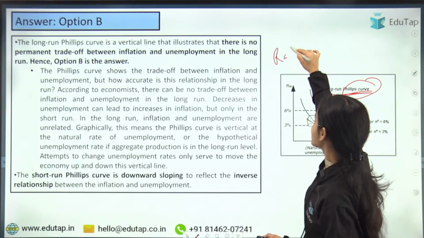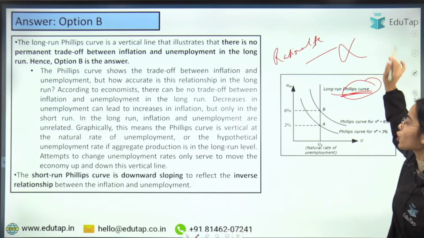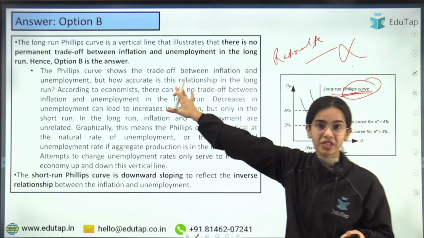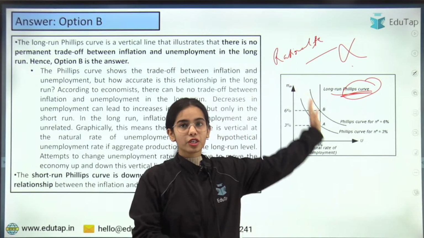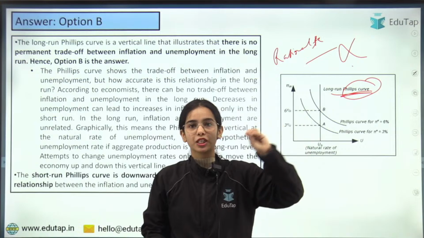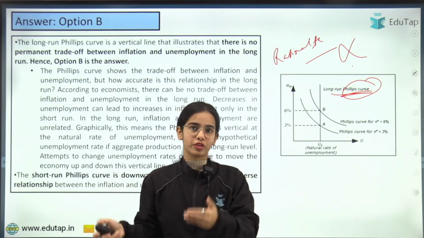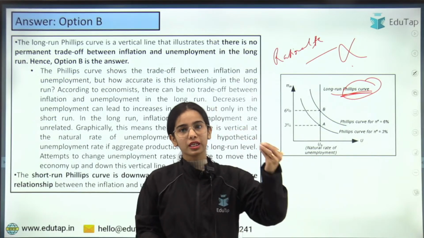Now, as per the rational expectation theory, there is no short run Phillips curve. So as per adaptive expectation theory, the short run Phillips curve is downward sloping and the long run Phillips curve is vertical. But as per rational expectation theory, there is no short run Phillips curve or downward sloping Phillips curve. There is only a vertical Phillips curve.